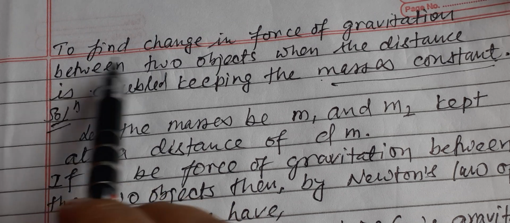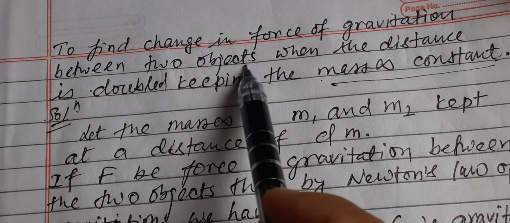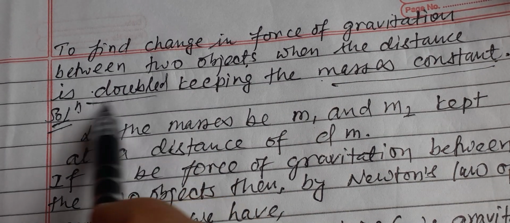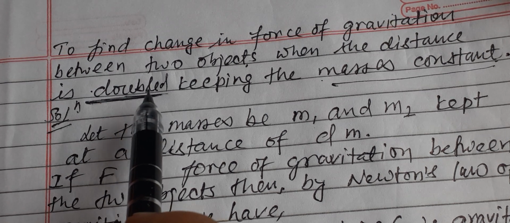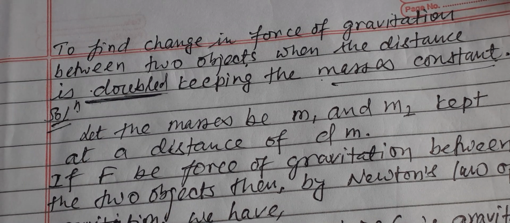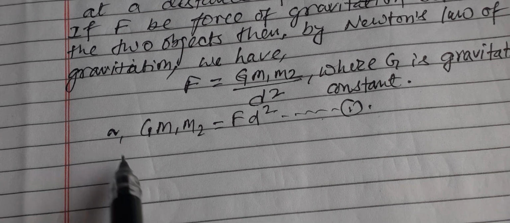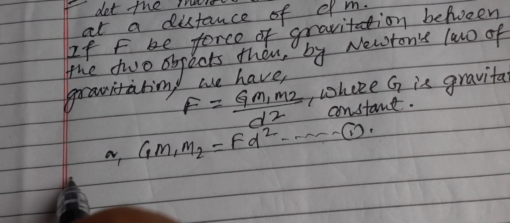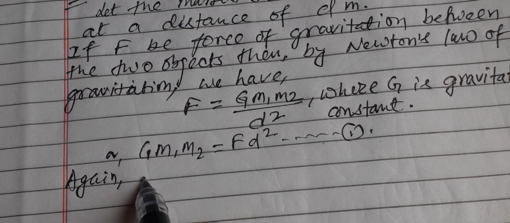Look at the question again. We have to find the change in force of gravitation between two objects when the distance is doubled. Here the distance is doubled, that is, there is a change in the distance. Then what change occurred in the gravitational force? So to find the gravitational force, we write the change in distance.